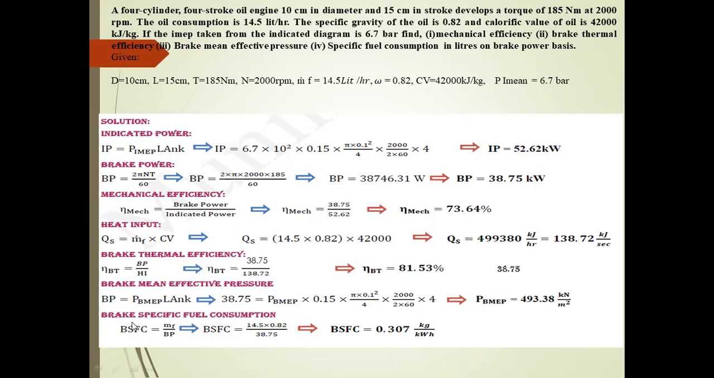After that, we can find the brake specific fuel consumption. Generally, the brake specific fuel consumption is equal to the mass of the fuel, that is the air fuel ratio 14.5 into 0.82, divided by the brake power 38.75. So finally we get the brake specific fuel consumption as 0.307 kilogram per kilowatt hour.